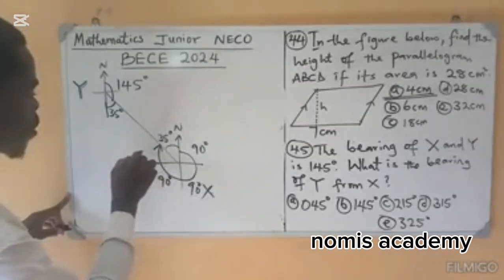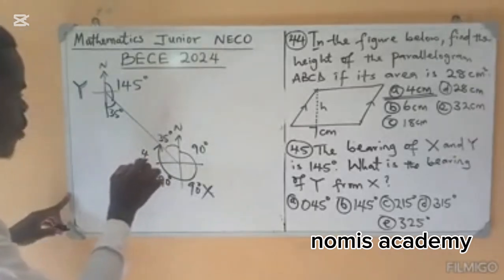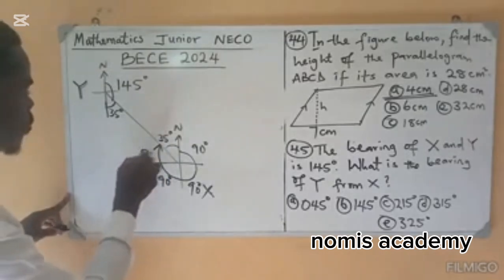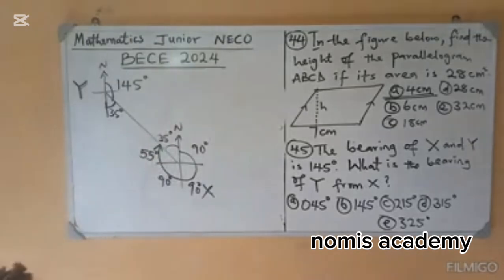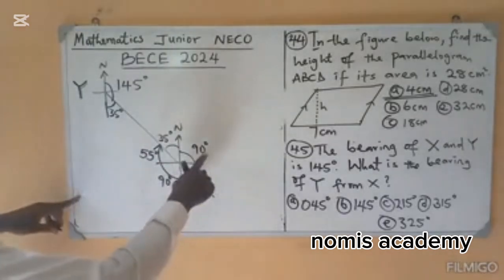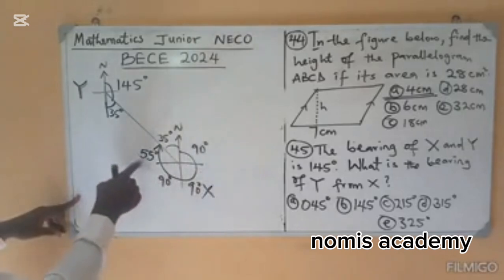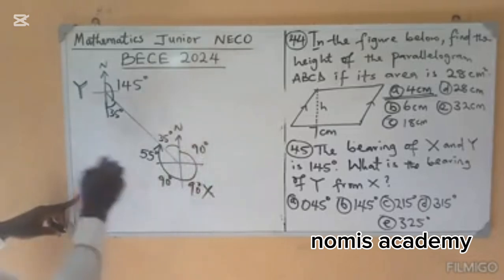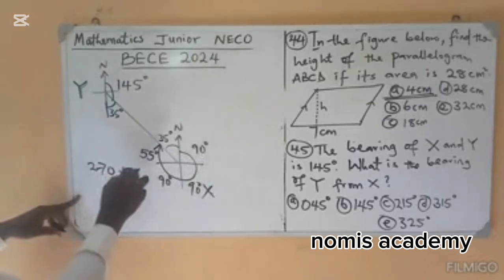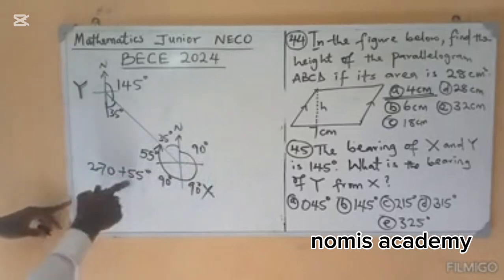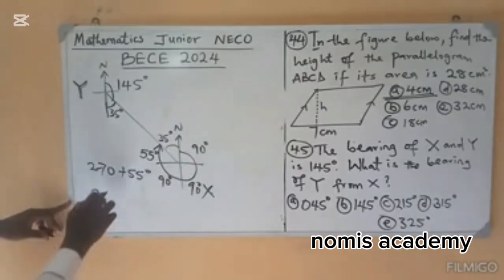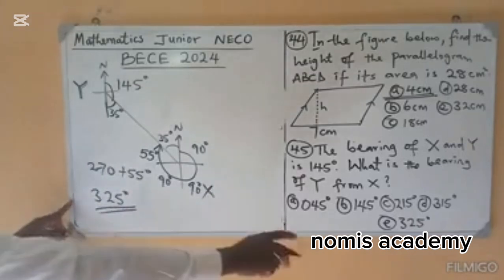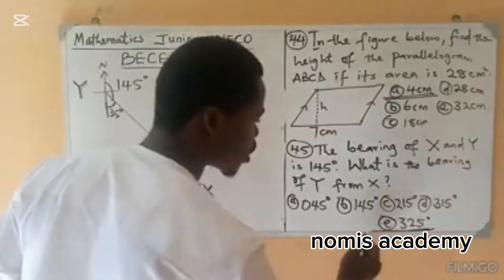If we do that, we have 55 degrees. So we are going to add 90 plus 90 plus 90 plus 55. 90 plus 90 plus 90 is 270, plus 55 degrees gives us 325 degrees. That is the bearing. So the correct option in this question is option E.